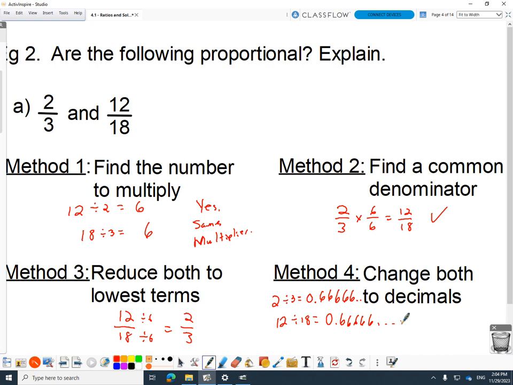The next 2 questions ask me to check if 2 fractions are proportional using at least 2 of these methods. I'm going to try and show all 4 methods eventually. But I'll let you choose what order I do them in. Do you need more time here? Yeah.